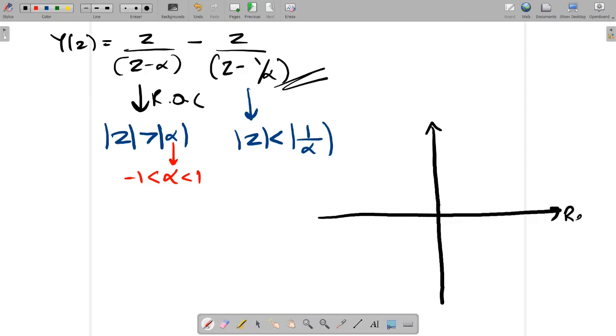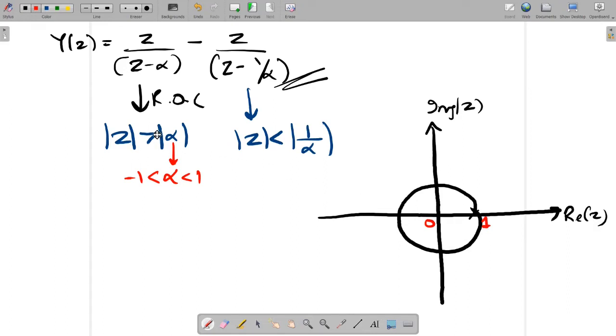This is the real part of z. This is the imaginary part of z. I will draw the unit circle, so the radius of this is 1. This over here is my unit circle.